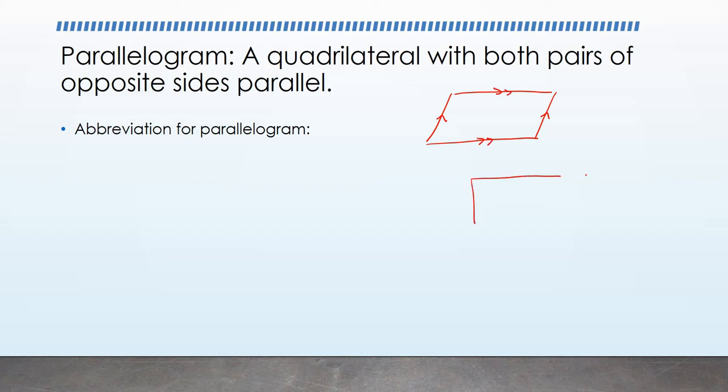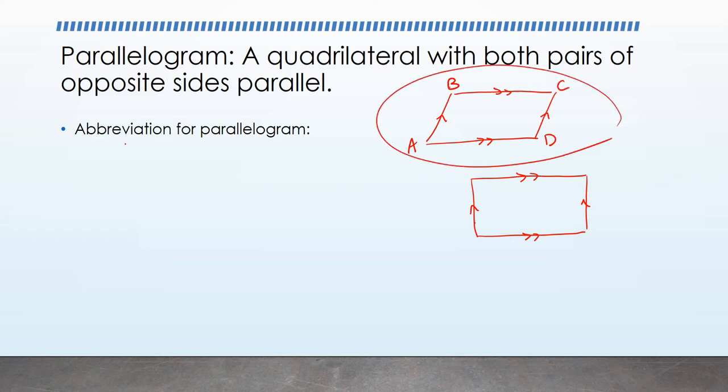A rectangle is a common parallelogram that happens to have right angles. Again, the opposite pair of sides has to be parallel. So if you are trying to do some writing, like in a proof or something, and you have this parallelogram, you can abbreviate it by just doing this little symbol and call it parallelogram ABCD. You don't have to write out the word parallelogram every single time.